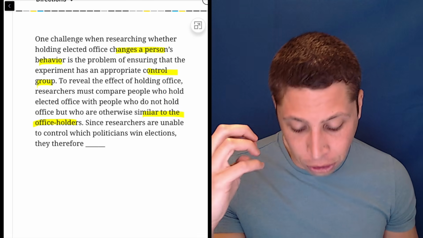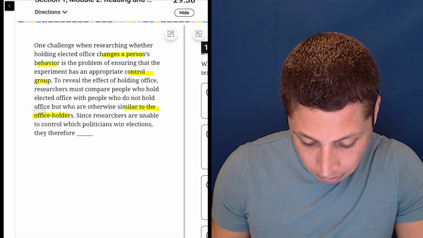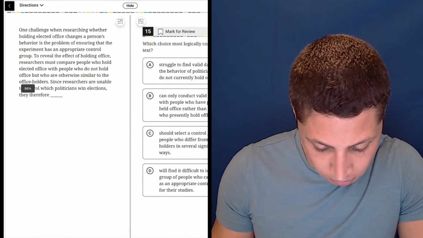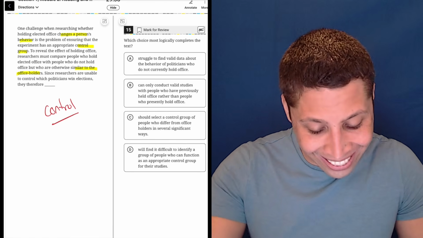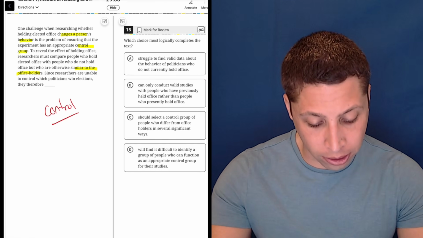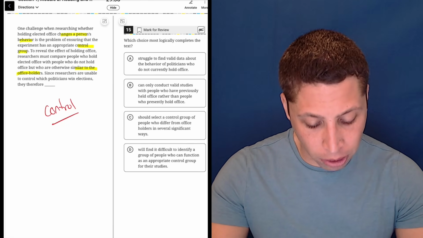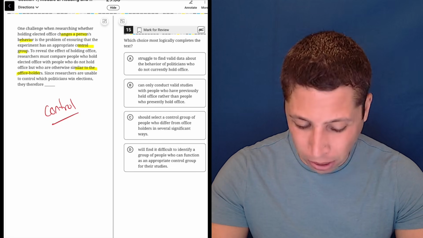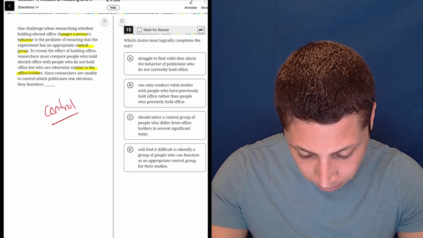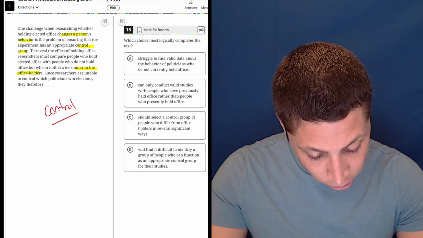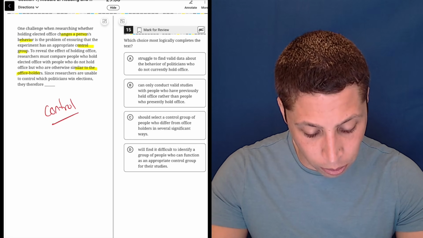Okay? Since researchers are unable to control which politicians win elections, they therefore, I don't know, do not know what the control should be? Something about the control. Struggle to find valid data about the behavior of politicians who do not currently hold office. Okay, maybe. And only conduct valid studies with people who have previously held office rather than people who presently hold office? No. The control is supposed to be people who don't hold office at all. Yeah. Should select a control group of people who differ from office holders in several significant ways?